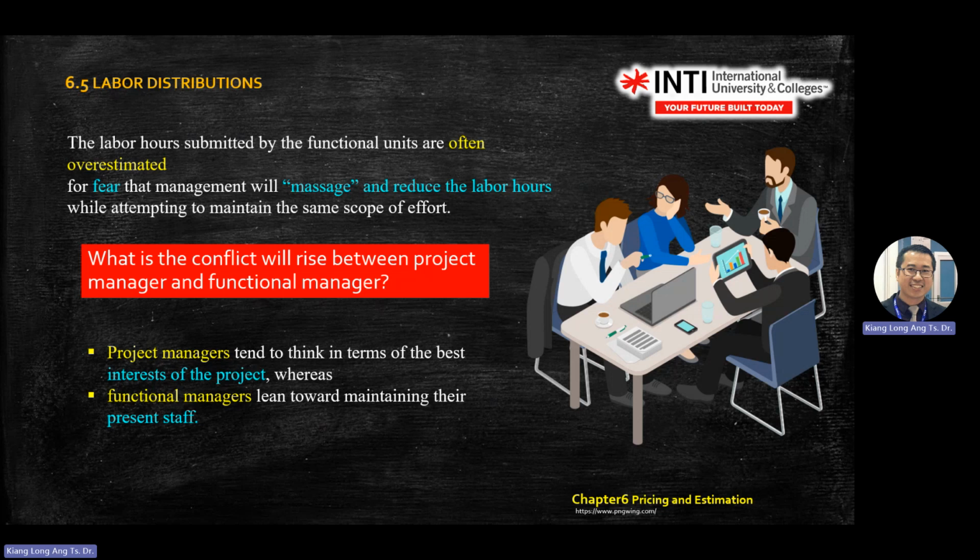So functional managers want to keep their good staff. What they do is fight for high salaries for their staff. However, project managers want to win over the projects, or win over the bidding process. Normally, you want to offer a very competitive price. So one of the areas where you can become very competitive is to cut your labor cost.